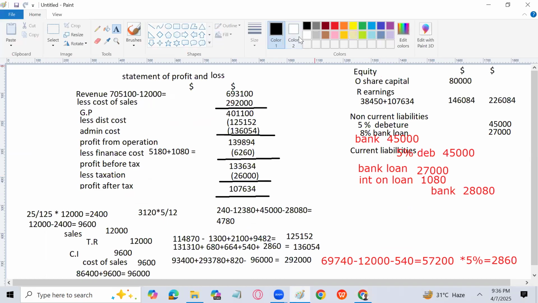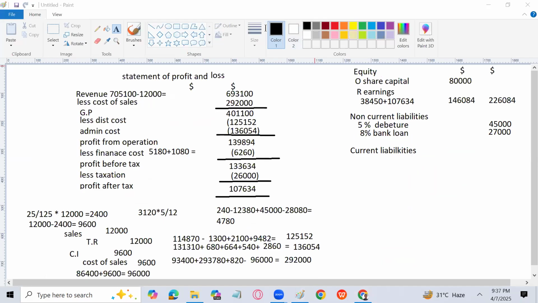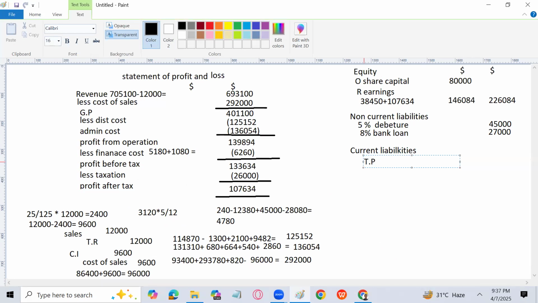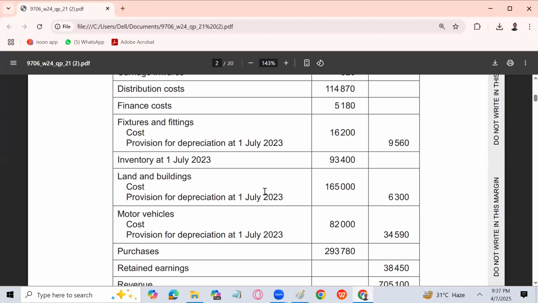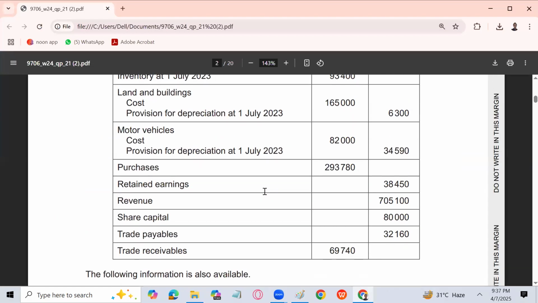Now I'm going to write the current liabilities. In current liabilities we used to write trade payables, then we have to write the outstanding admin expenses. You must be thinking, sir, why is prepaid not there? The prepaid is supposed to be written under the heading of current assets. So here we just need to write the current liability section, not assets. So trade payables are given 32160.